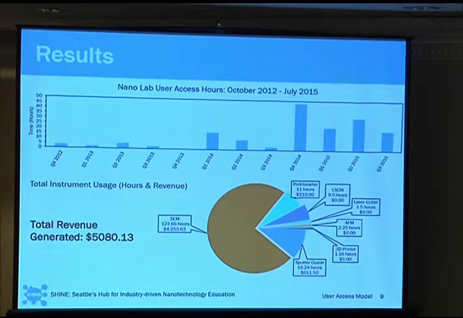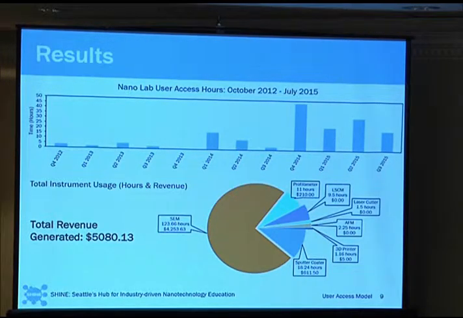And as you can see here in the pie chart, it's broken down by the instruments we use. It's not all the instruments that we have, but by far the scanning electron microscope is used the most, especially because it has EDS capabilities, so they can do chemical characterization of their materials. The profilometer and the sputter coater are the other 2 instruments that have brought in revenue.